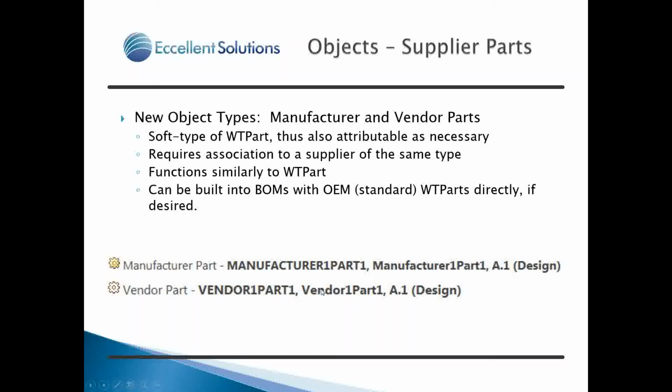What you can also do with these parts is that since they function the same way as WT parts, any link or associative properties are also similar. So you can choose to continue to build your BOMs with just your OEM, sort of standard WT parts, or you can actually build manufacturer parts and vendor parts directly into the BOMs if it makes sense for you to do so.